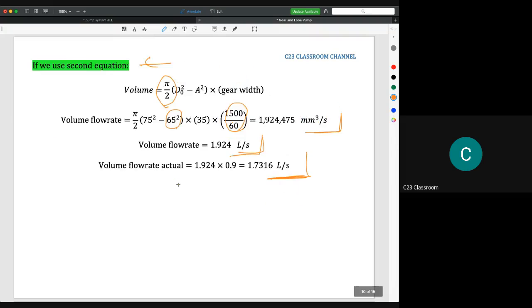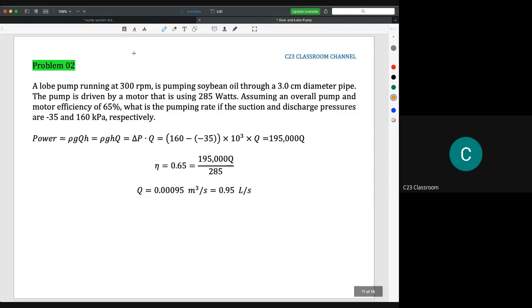Okay, we continue with the second question. We are focusing on a lobe pump here. Let's say we have a lobe pump running at 300 RPM, pumping soybean oil through a 3 cm diameter pipe. The pump is driven by a motor that is using 285 watts.